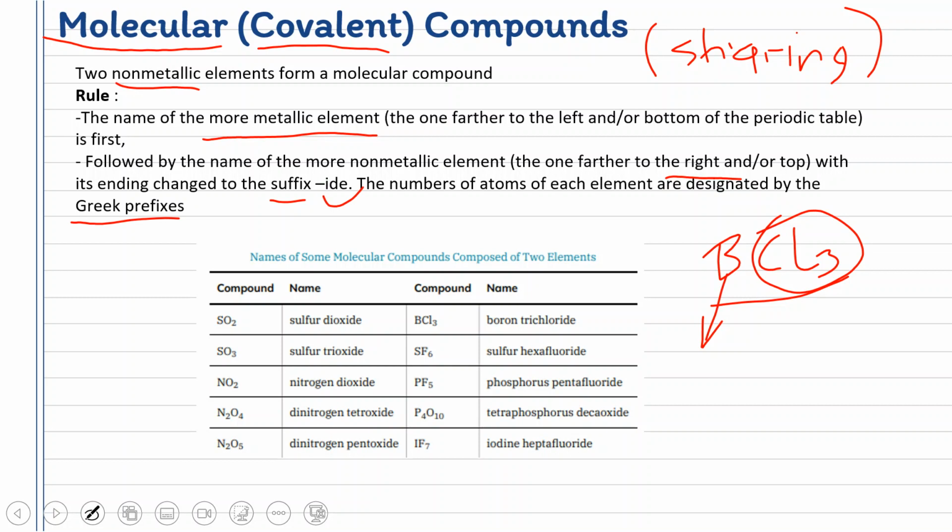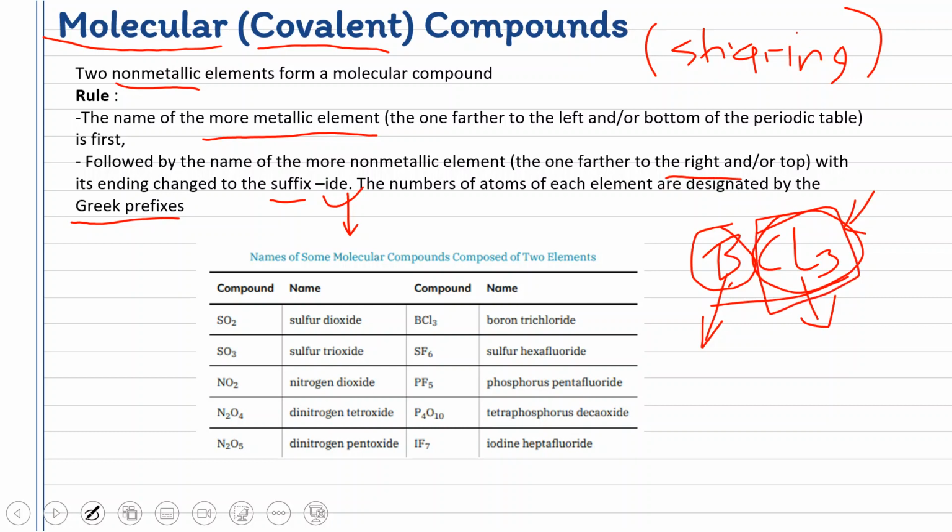So we name the first one, which is more on the left, or the one that is more metallic, first. Then we follow the name of this by the name for the element that is here, but we change the suffix of that element and bring in IDE. After I bring in IDE, I want to begin the name for this element with a Greek prefix that tells me how many atoms I'm dealing with for this part of the compound.